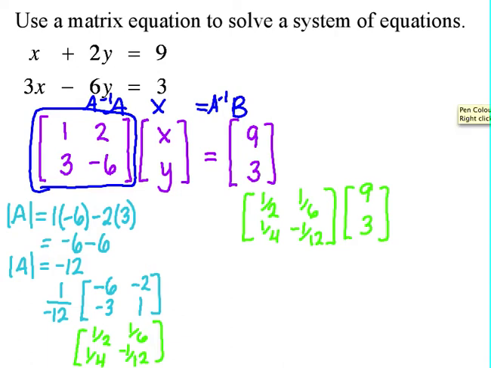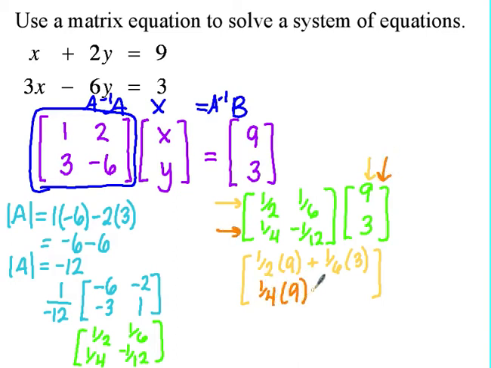Okay. So we're about done. I'm going to take this times this. Okay? So 1/2 times 9 plus 1/6 times 3. And then I'm going to take 1/4 times 9 plus negative 1/12 times 3. And those are going to be my two answers, believe it or not. The top one is going to be what x equals. The bottom one is going to be what y equals.